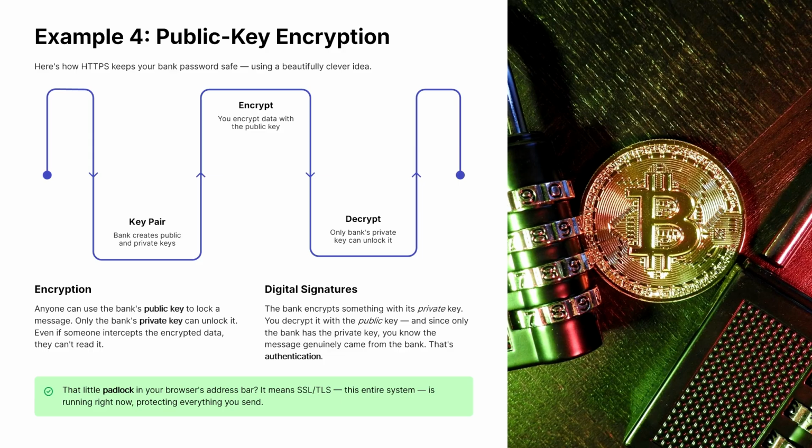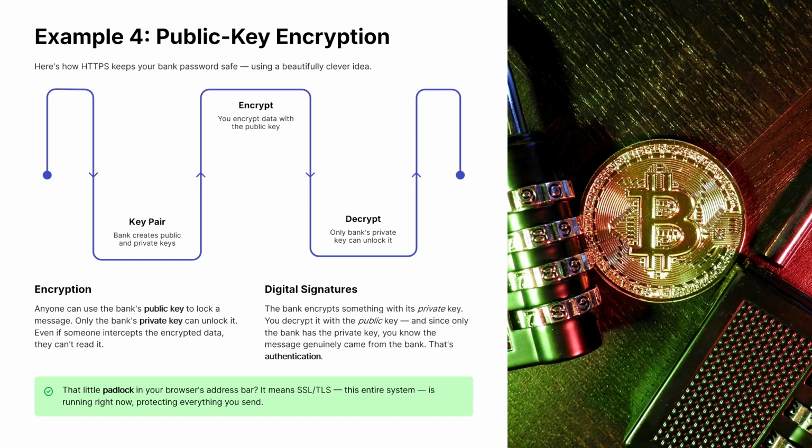Example 4. Public key encryption. The digital lock and key. Here's how HTTPS keeps your bank password safe. Normal encryption. You and your bank share a secret key. Problem. How do you share that key without someone intercepting it? Public key encryption solves this cleverly. Your bank generates two keys. A public key it shares with everyone, and a private key it keeps secret. Anyone can use the public key to encrypt a message, but only the private key can decrypt it.